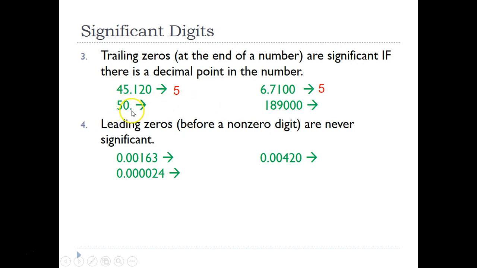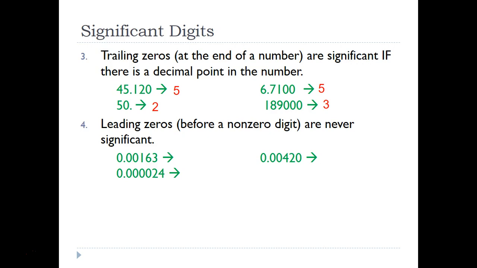Alright, so in 50. — now we typically don't see numbers written this way, but there is a decimal point in the number. That decimal point is put there specifically to show that that 0 counts as significant. Since there's a decimal point, there will be 2 total significant figures in that number. In 189,000, we see 3 non-zeros and 3 zeros at the end. Since there's no decimal point, those zeros must just be placeholders and not actually measured numbers, so there's only 3 significant figures in this number.